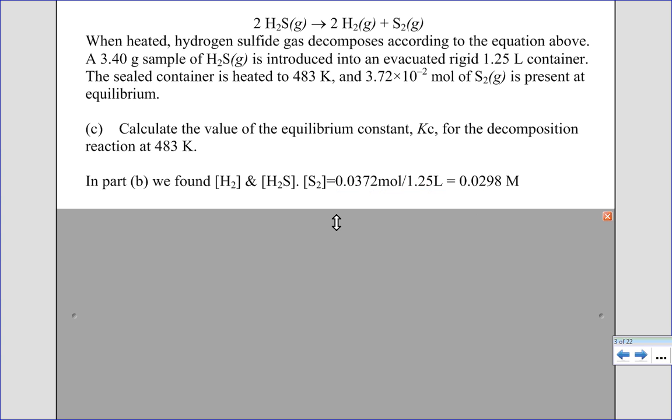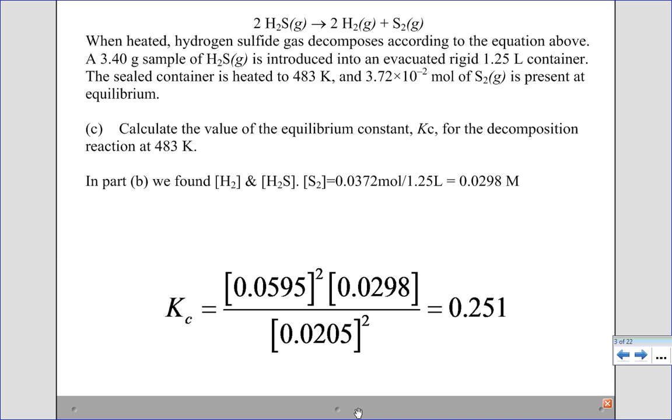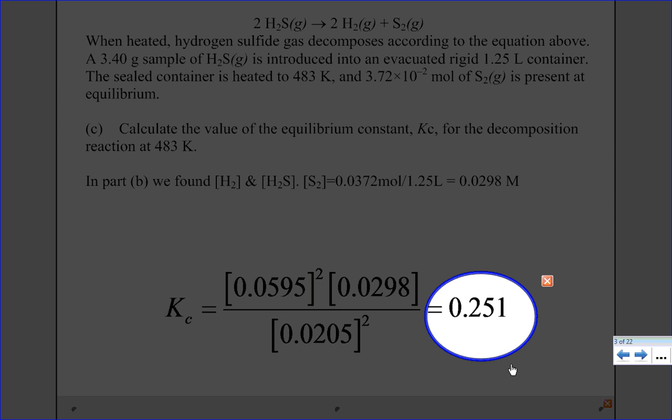So I combine all of these together. I've got my Kc expression. I have my concentration of H2, my concentration of S2, and my concentration of H2S. And make sure I've got my exponents in for the 2 that had a coefficient in front of them. And when I evaluate it, I find out that I've got a Kc of 0.251.